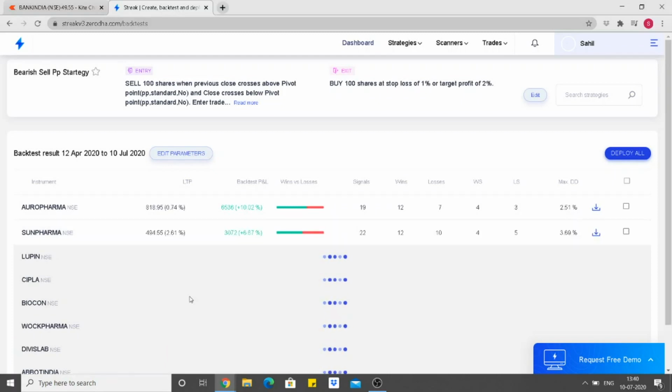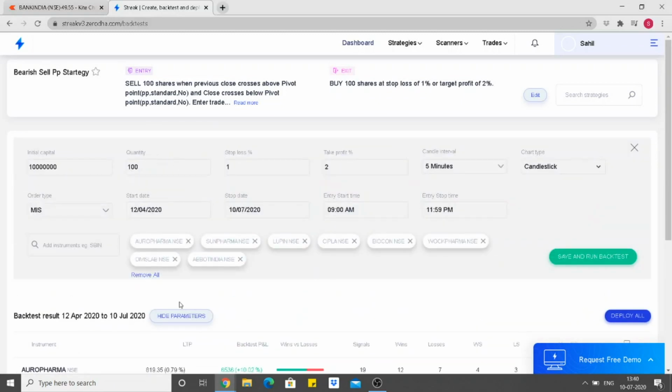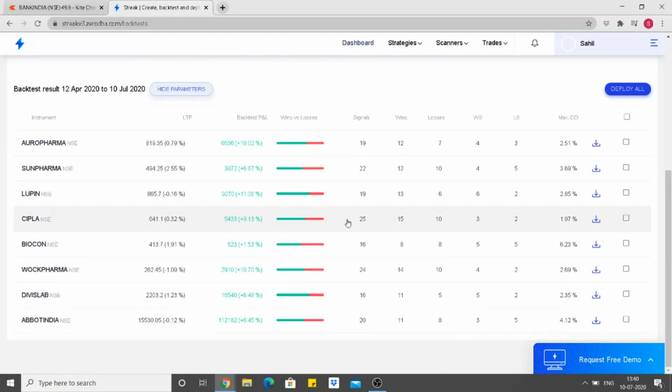So on the backtest page, if you wish to change any of your backtest parameters, you can do so by using this button here. You can change any parameters, your date, start time, stop time, your quantity, or if you want to verify and check or even change your conditions and run the backtest again, you can do so from this button over here. You just have to click here and you will get the option of editing your conditions.